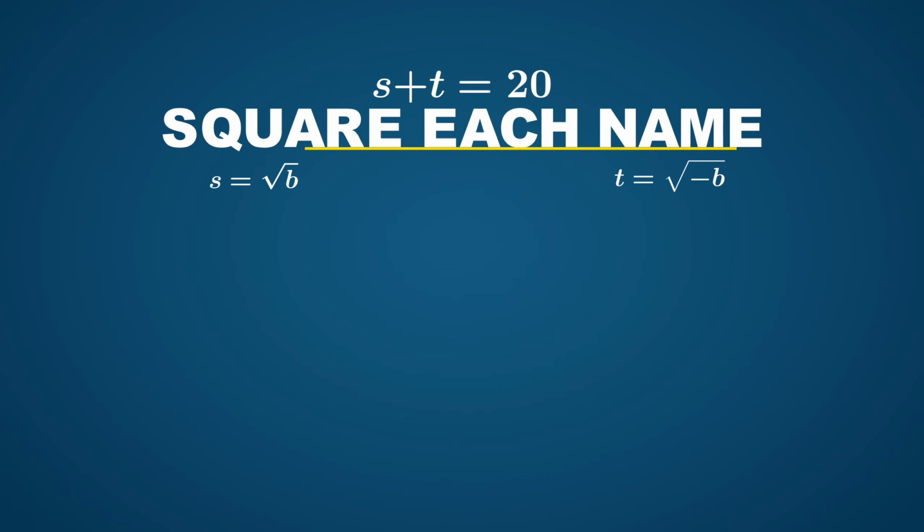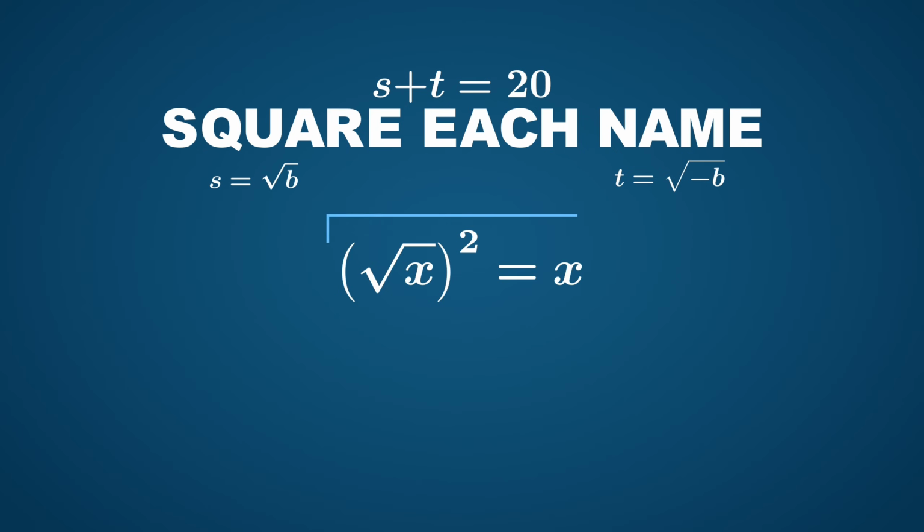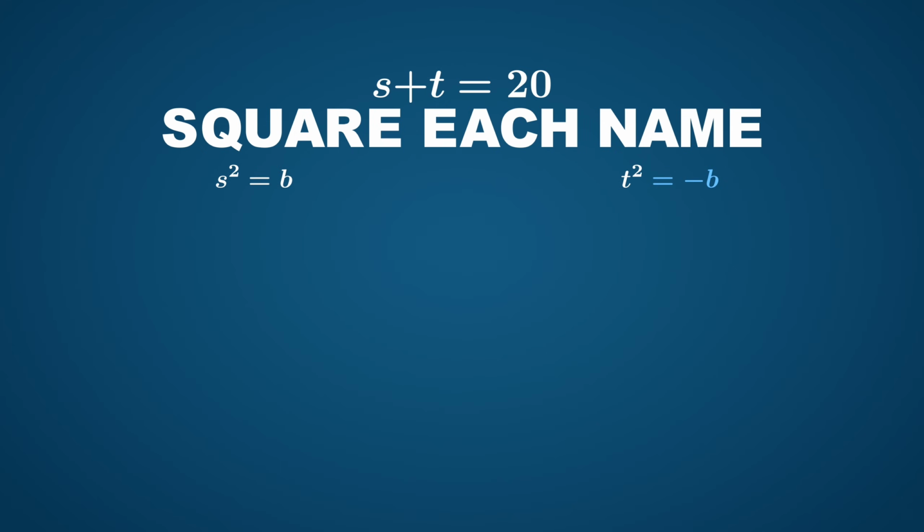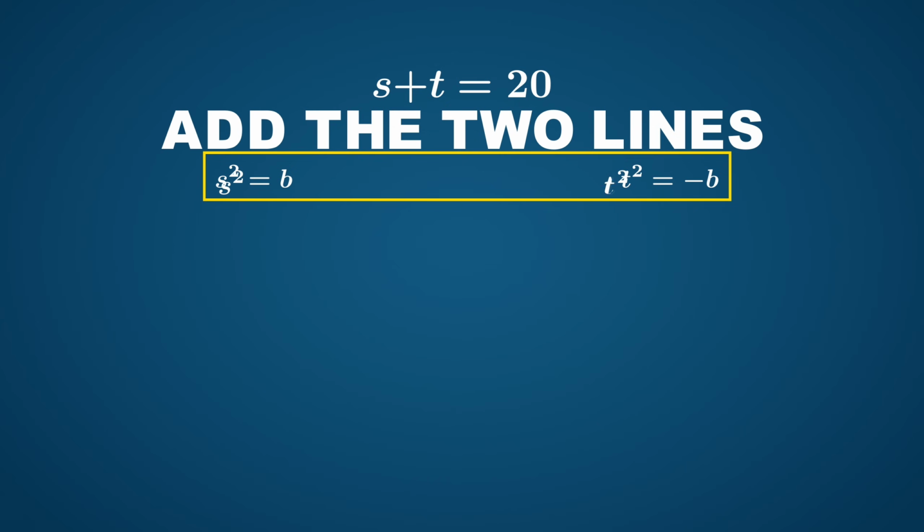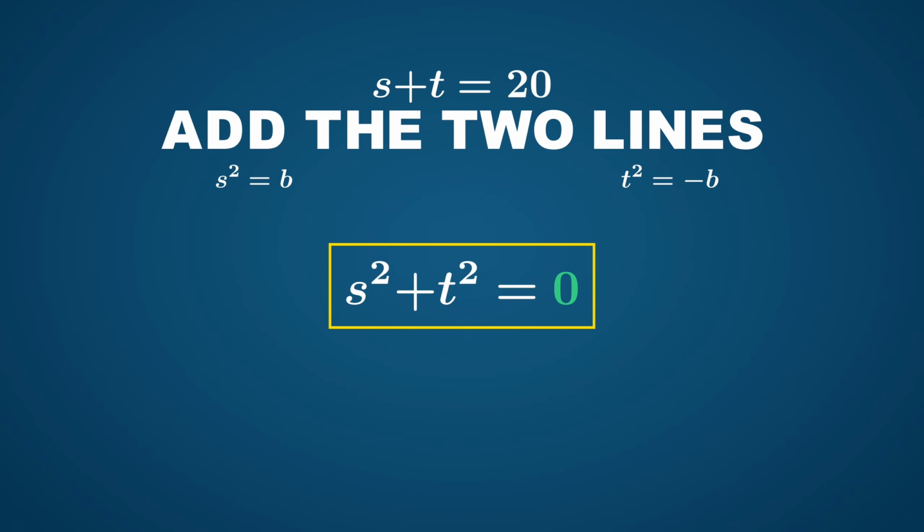Now let's square each of those names. Squaring a square root gives back the number underneath. That's just what a square root is, and it works the same way for complex numbers. So s squared equals b, and t squared equals negative b. Now add those two lines together. On the left we get s squared plus t squared. On the right we get b plus negative b, and b minus b is 0. So s squared plus t squared equals 0.